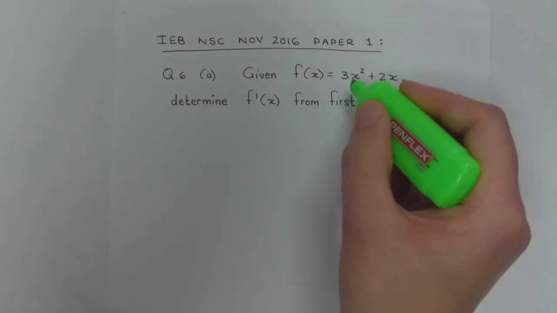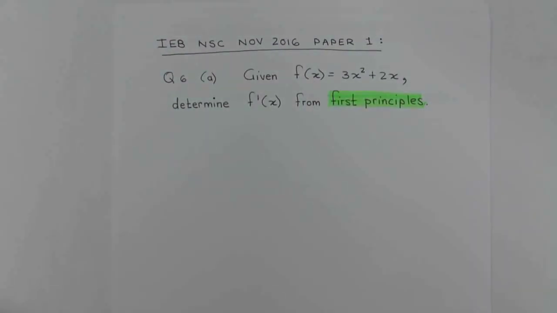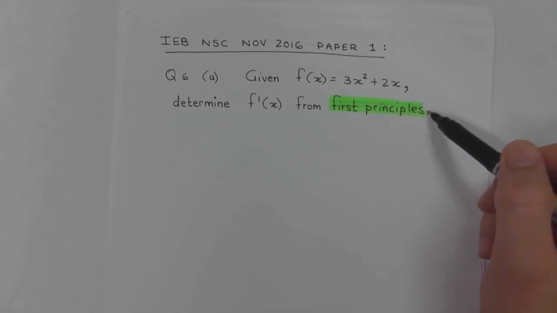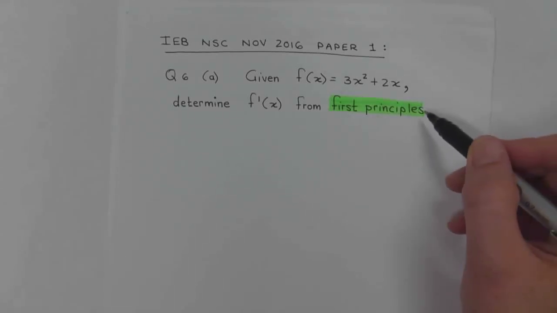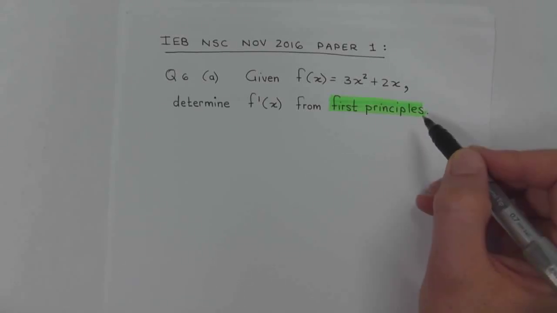The moment they tell you you have to do it from first principles, they have specified the method. And because they've specified the method, you're not allowed to use any other methods except this first principles method. So if you decide, no, I'm going to rather use the differentiation rules, which I will teach you later on in one of the later videos, they do not give you your marks. So if they specify you've got to use first principles, you have no choice in the matter. You have to use first principles, please.